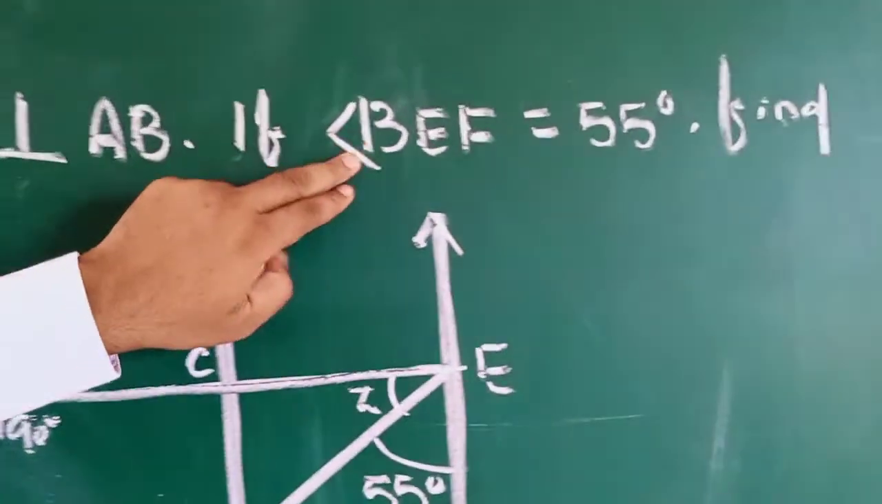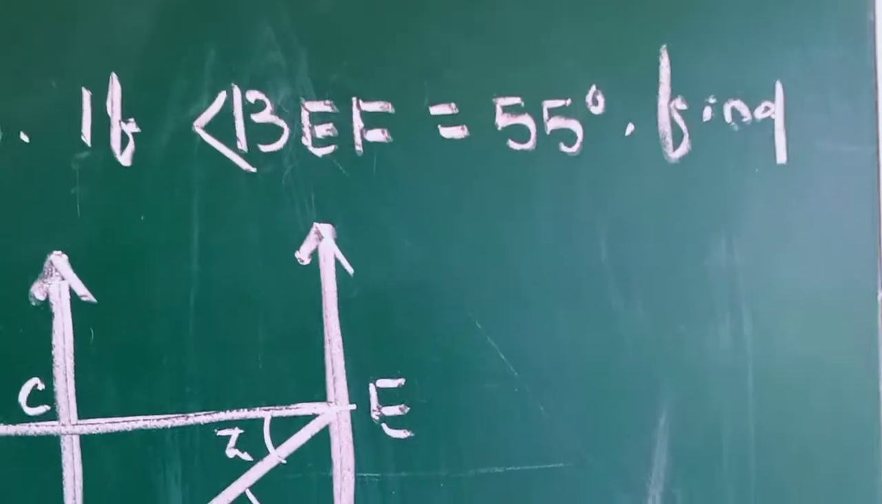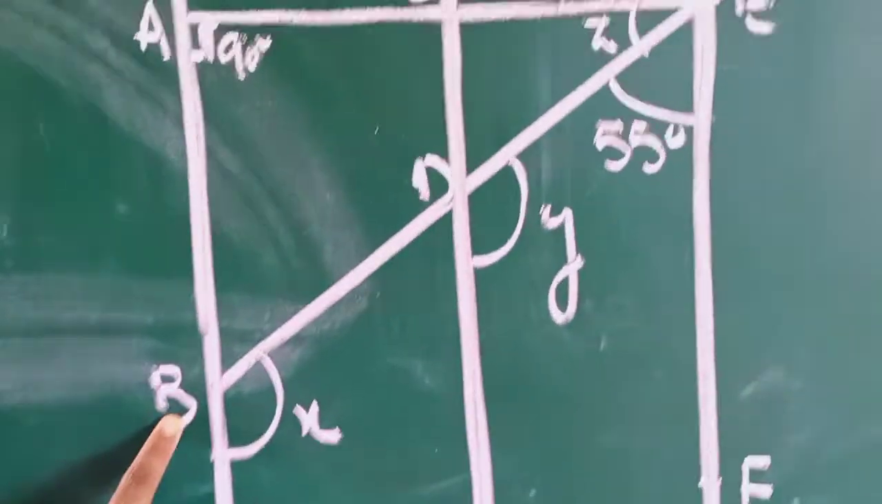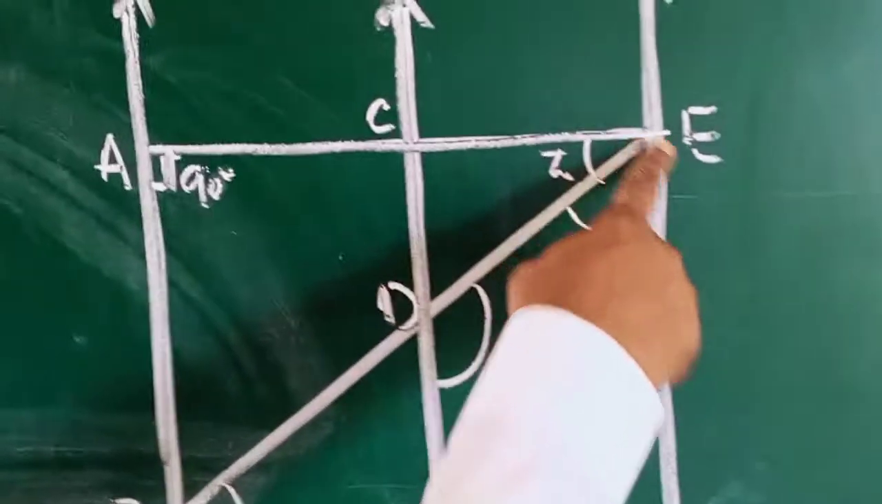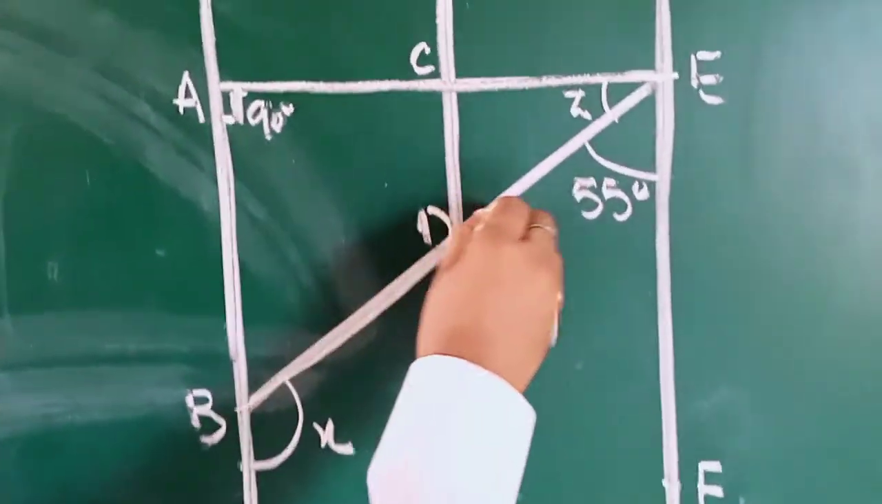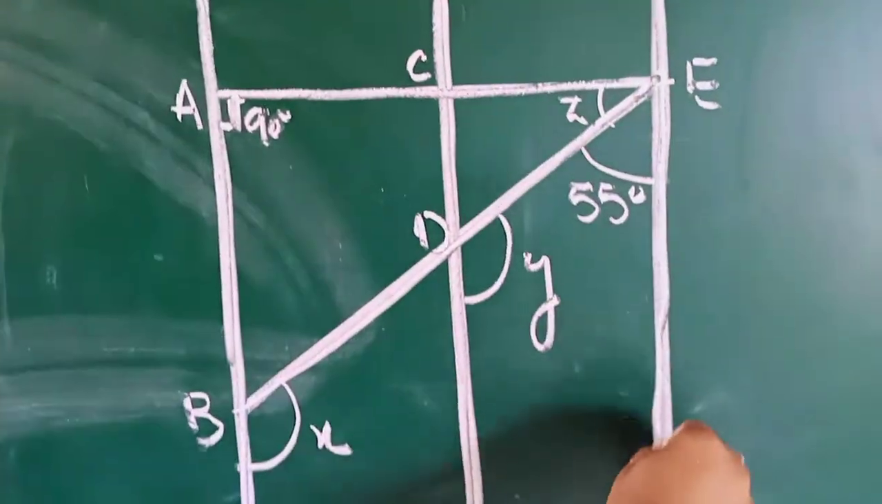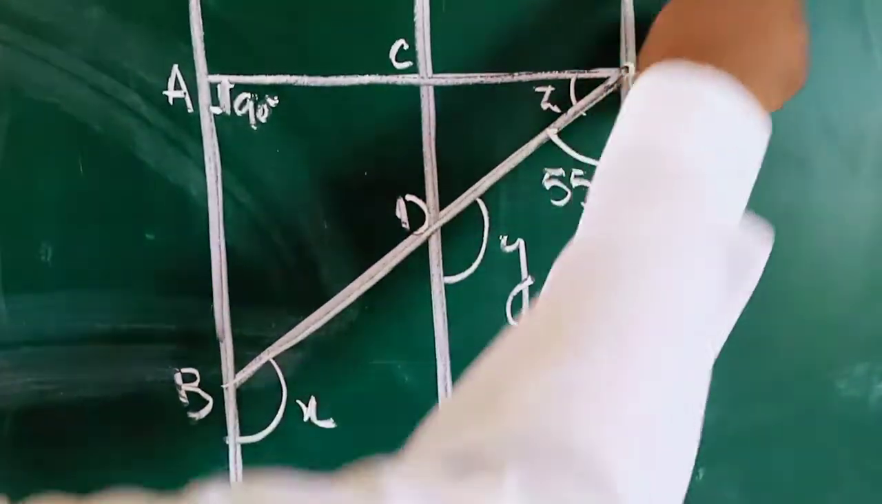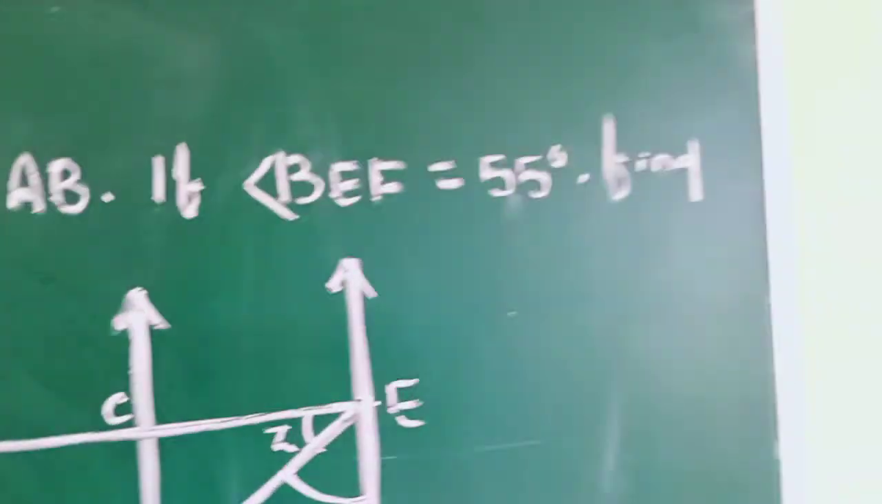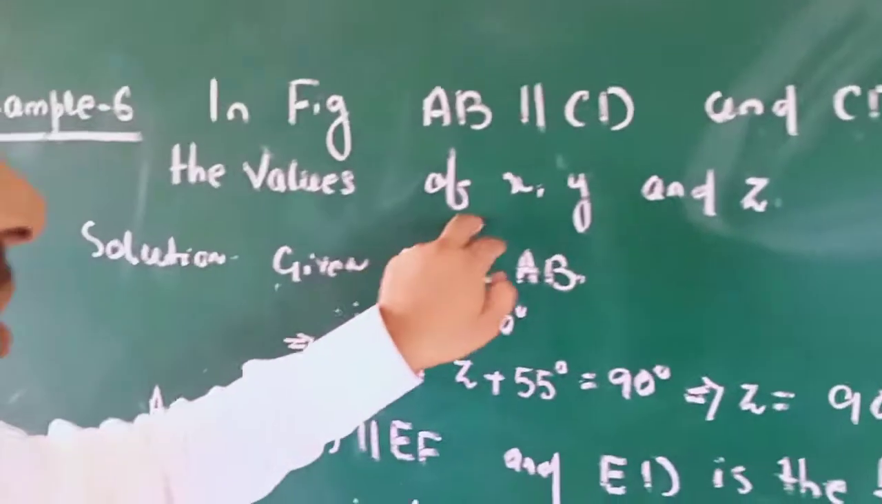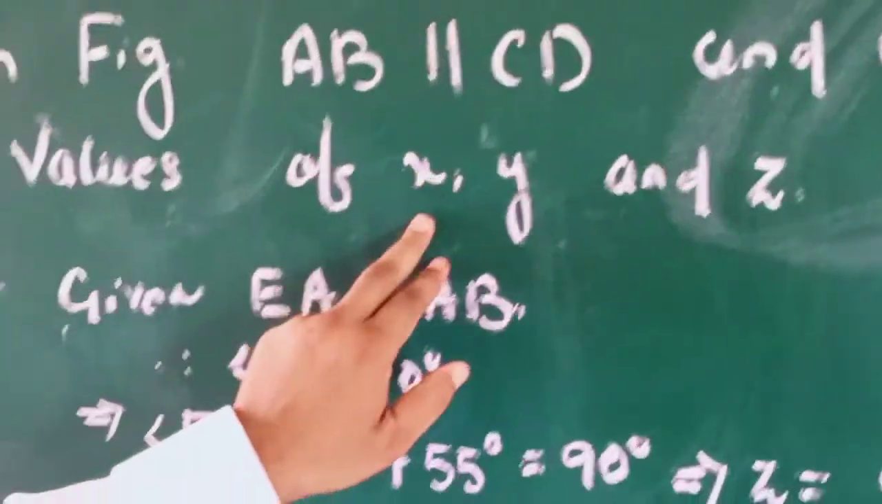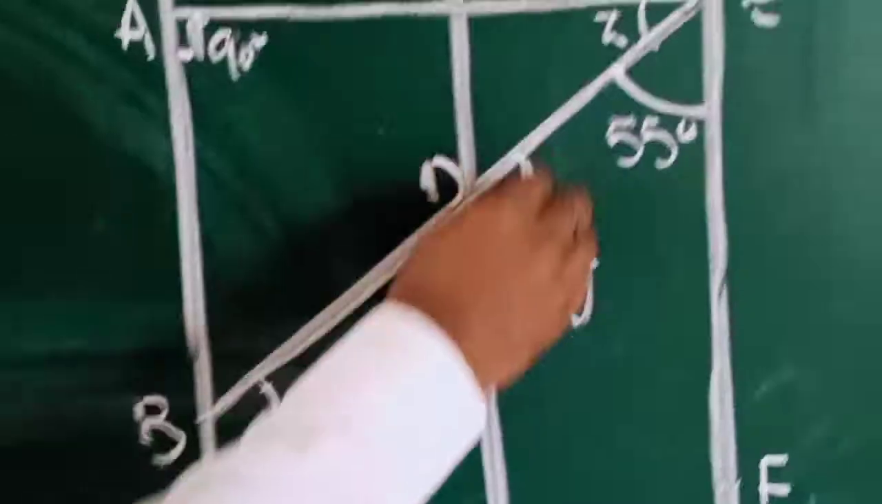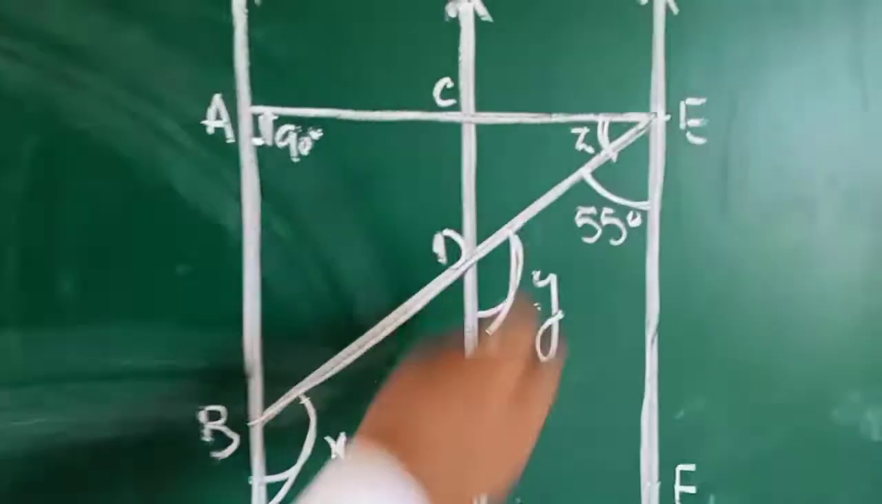If angle BEF, angle E and angle F, this angle BEF is equal to the given 55 degrees, find the values of x, y and z. Where is the x? You see x is here. You have to find the value of x, y and z.